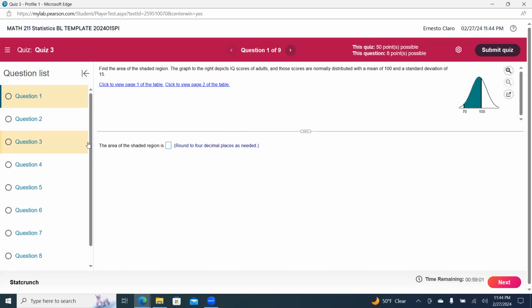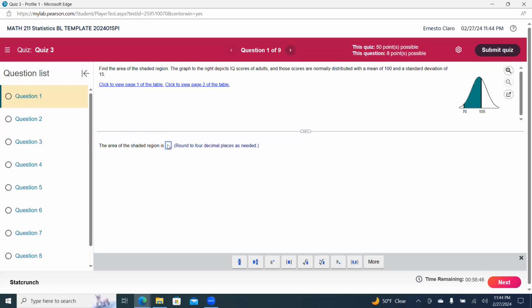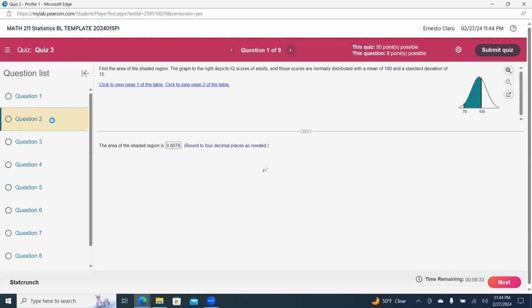So it's normal CDF, low is 70, high is 105. The mean, of course, usually 100 for IQ. Yeah, we always wonder if these example problems are realistic. So I get, for probabilities, 0.6078. Yeah, for probabilities, 4 decimal places is very common.